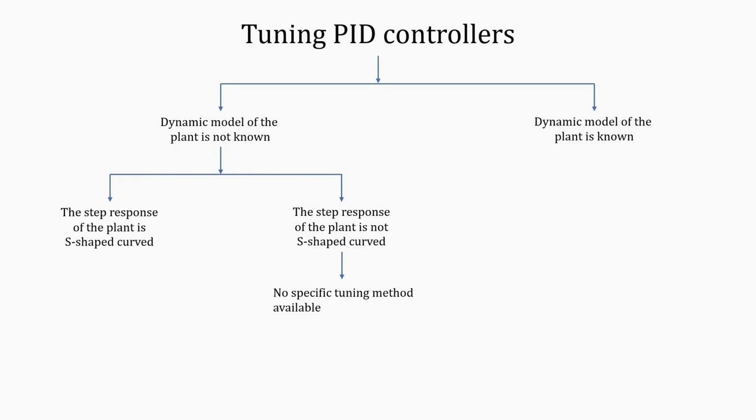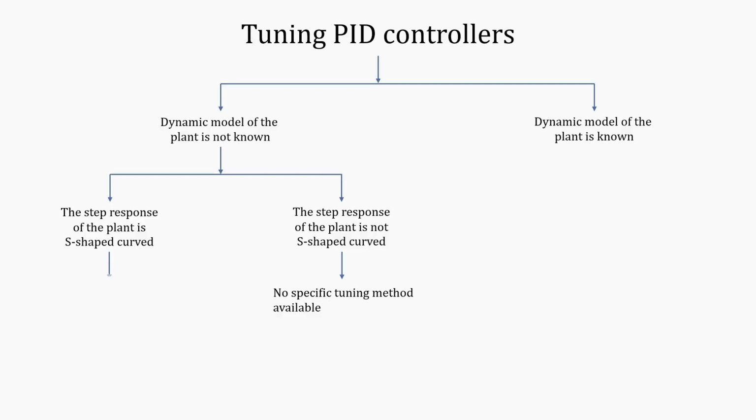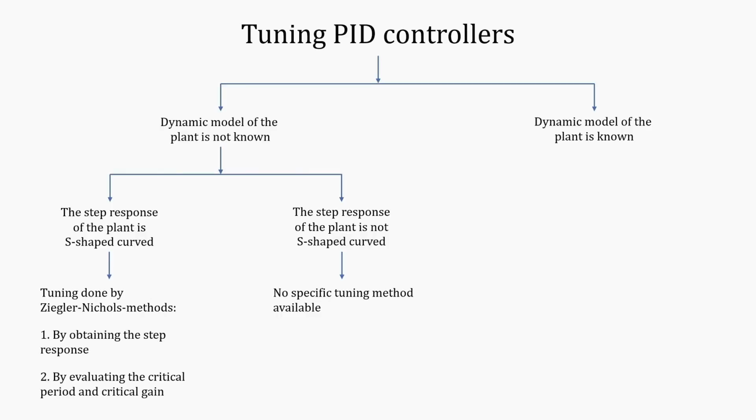So, what you can do is look at the transfer function of the system and check whether the open loop transfer function step response gives you an S curve or not. If it gives you an S curve, then you can go for what is known as the Ziegler-Nichols method. Ziegler-Nichols came up with these methods.